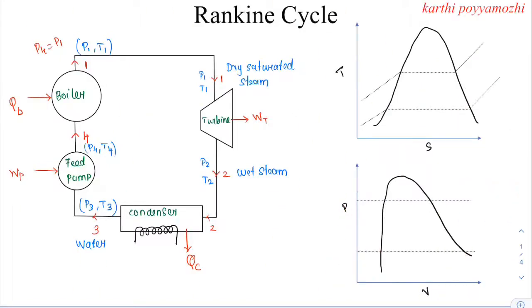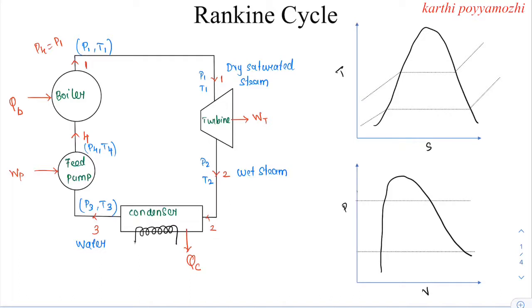Rankine cycle, and this Rankine cycle is considered to be an ideal vapor power cycle. Before going into the concept of the Rankine cycle, first let us discuss the steam power plant. This is the steam power plant, and it consists of a boiler, turbine, condenser and a feed pump.